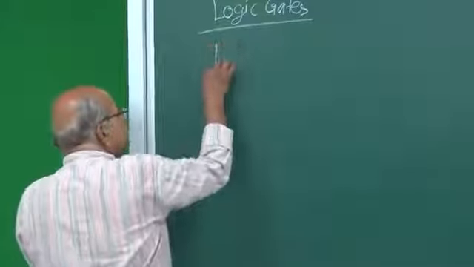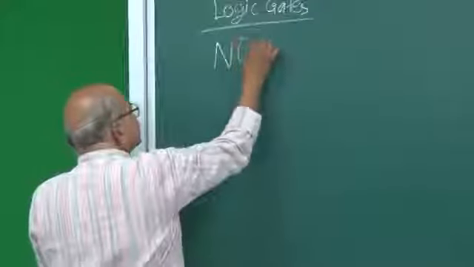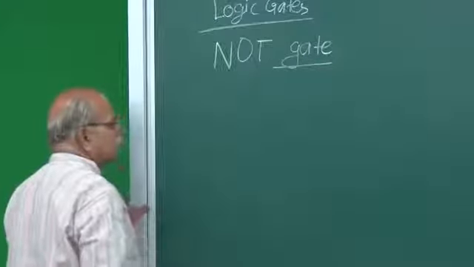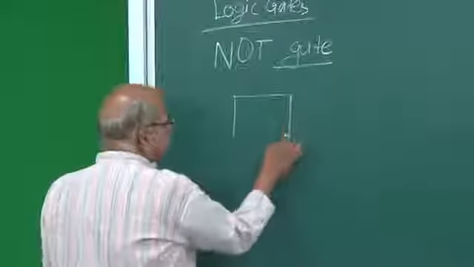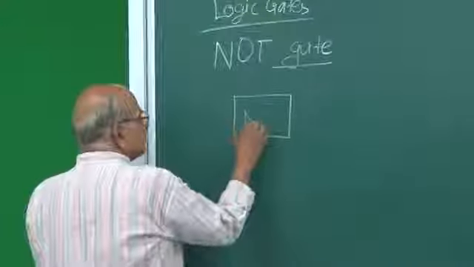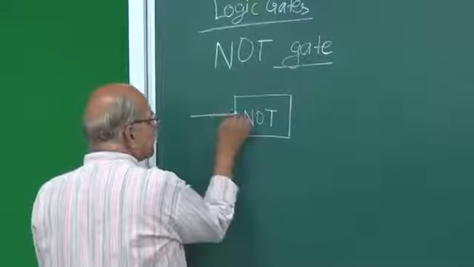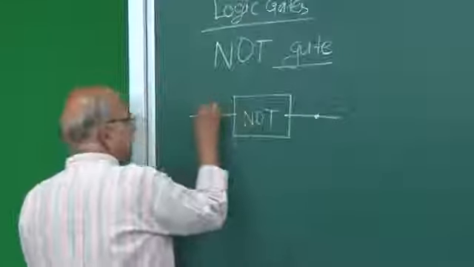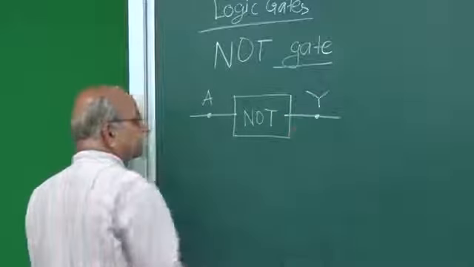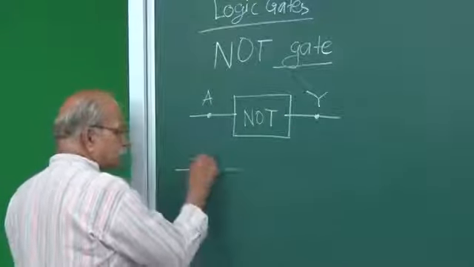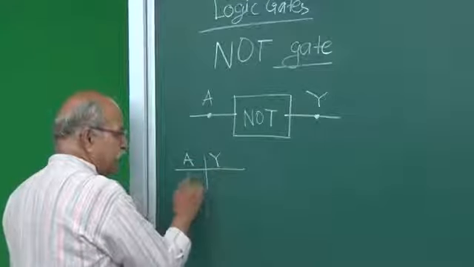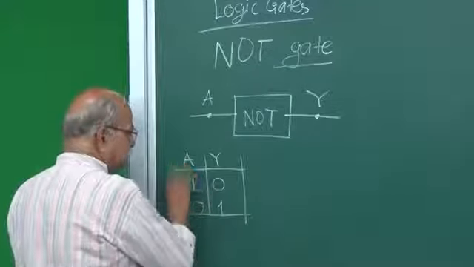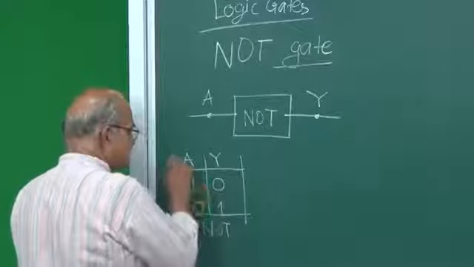The first one is the NOT gate. And what is this? It's very simple. It takes just one input and gives one output. Let us call the input A and the output Y. So if A is 1, then Y is 0, and if A is 0, then Y is 1. This is the truth table for the NOT gate.